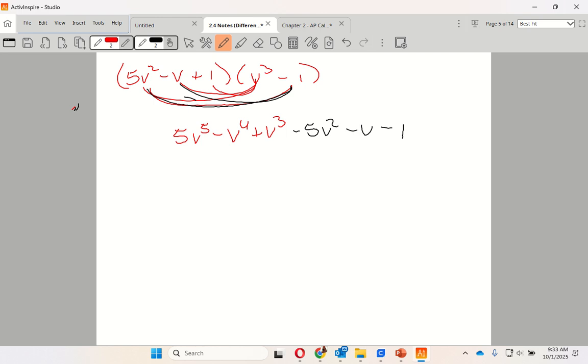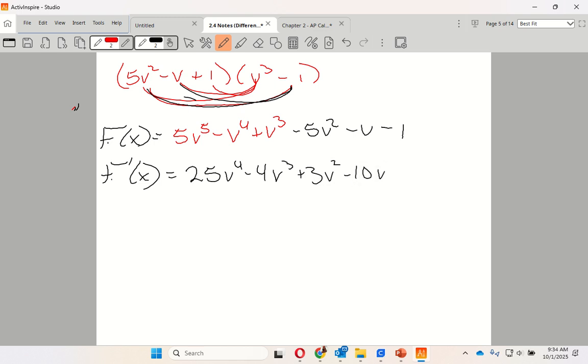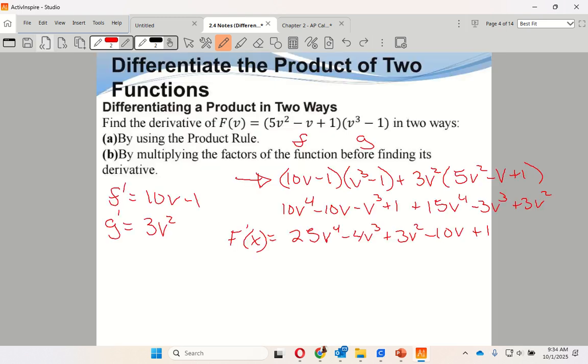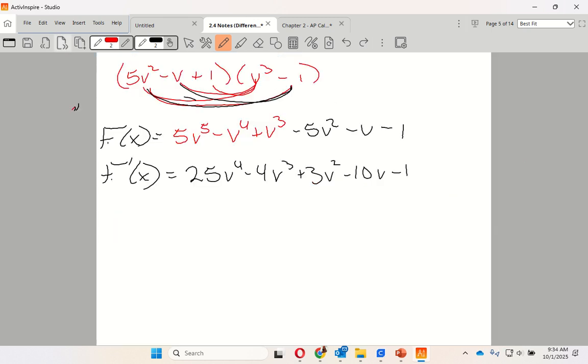Now, we're going to take the derivative. This is all my capital F still. Take the derivative of each item. So it's going to give me 25v to the fourth minus 4v cubed plus 3v squared minus 10v minus 1. Is that the same thing I had last time? Yeah. Okay. Could I do it either way?